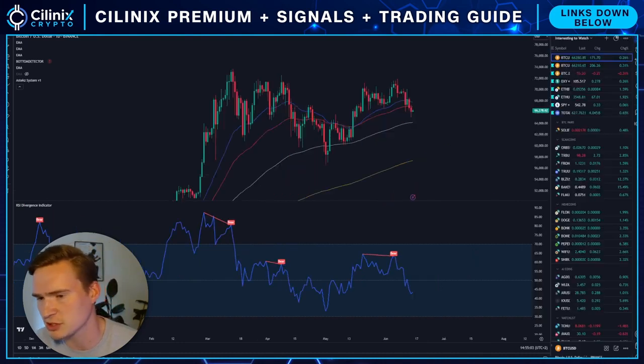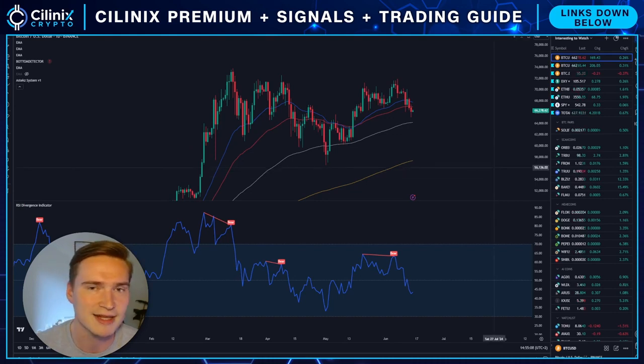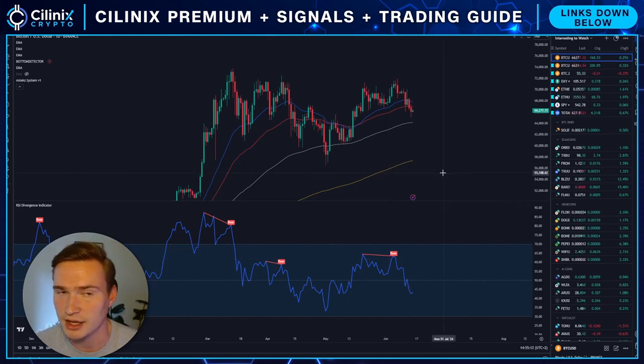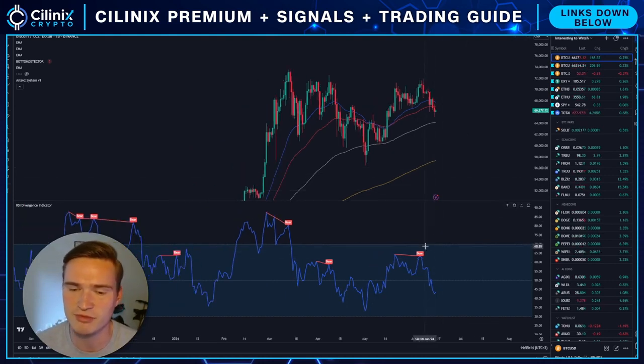So if we look at some cryptos, like I said, hopefully I said this before, I think the daily time frame to use this is the best. You can do it on all time frames, and I do use it on multiple time frames as well, but the higher the time frame, the higher the actual strike rate.